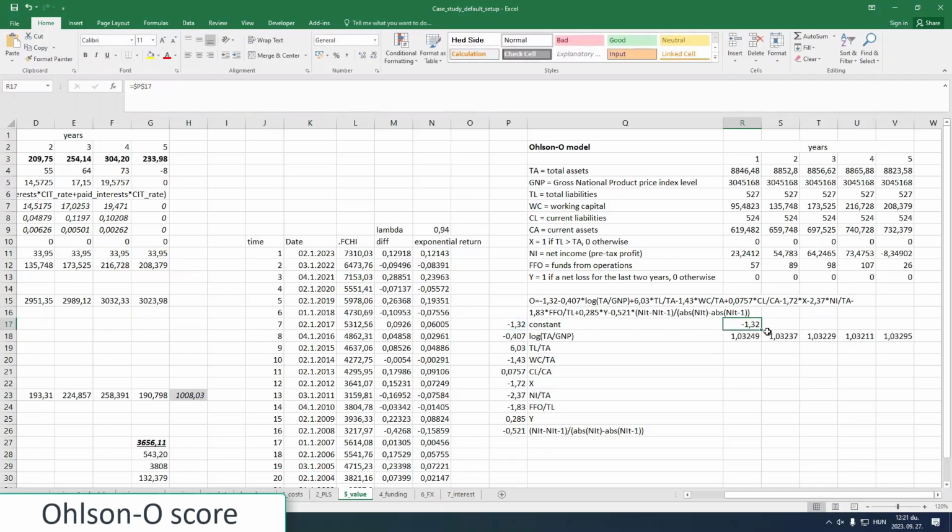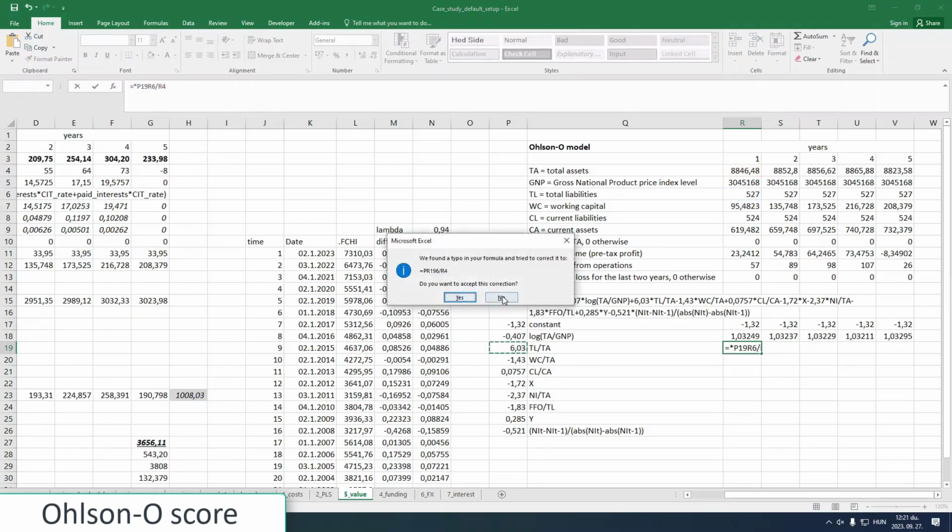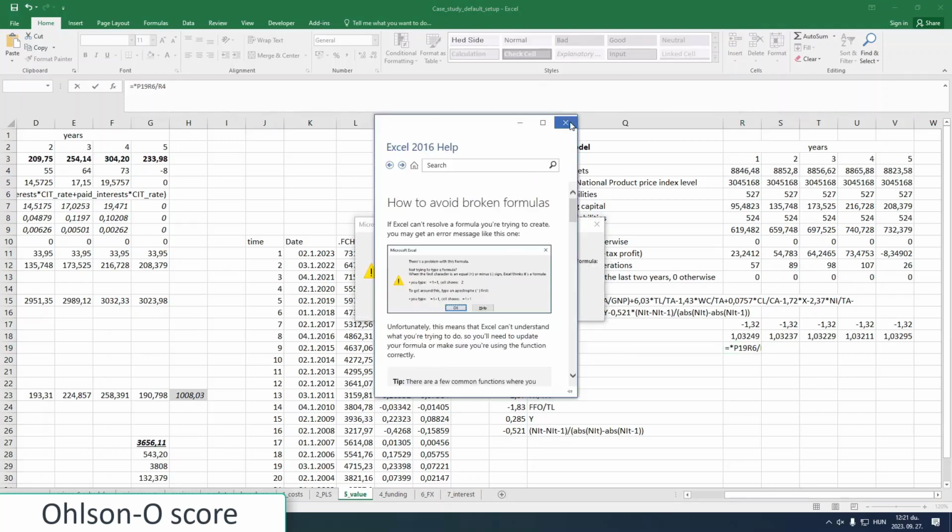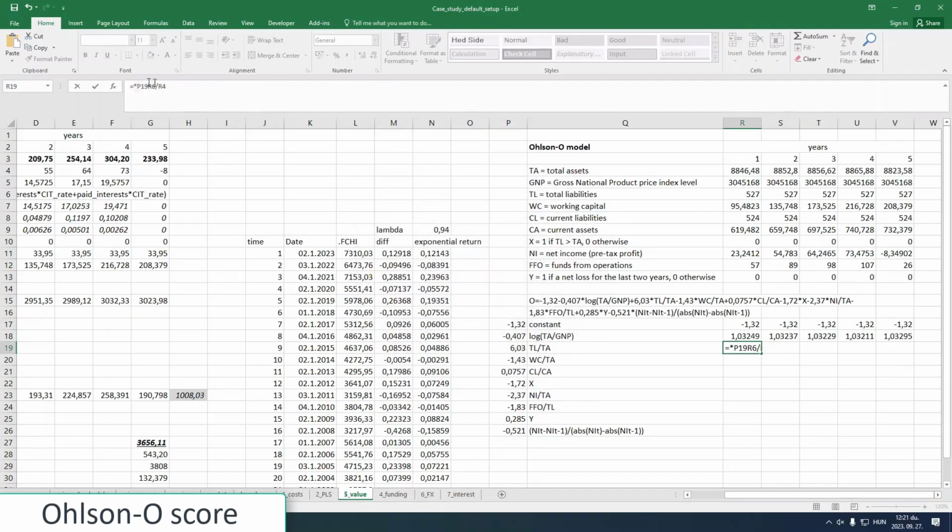F4. Then total liabilities divided by the total assets, and then we have to multiply this one. What? No, I don't need that. Come on, go back. Okay, we have to start this again. So this one multiplies total liabilities divided by total assets.